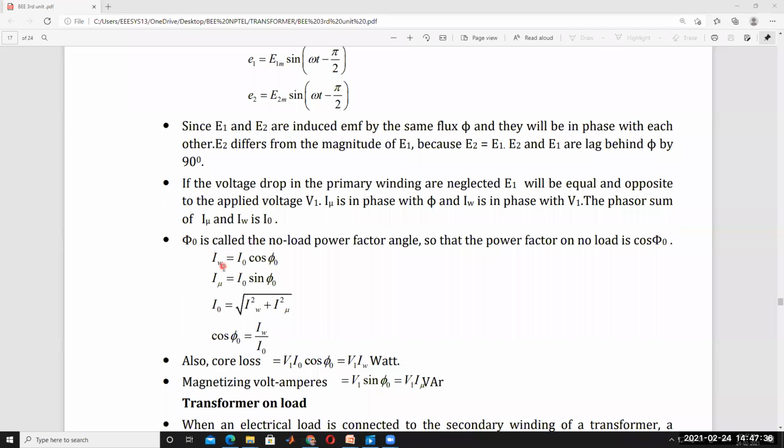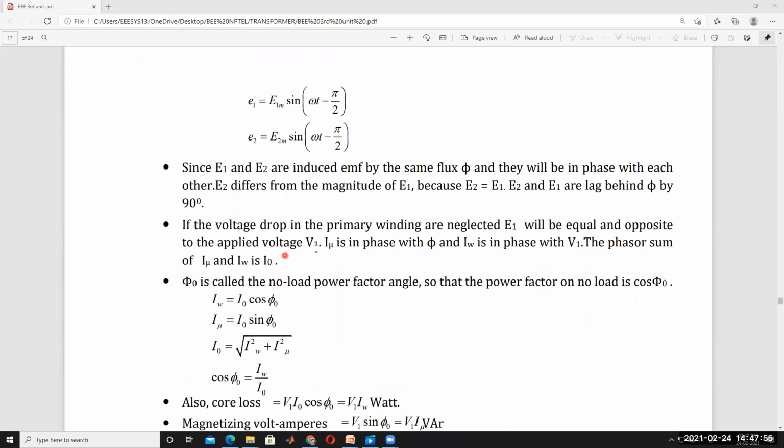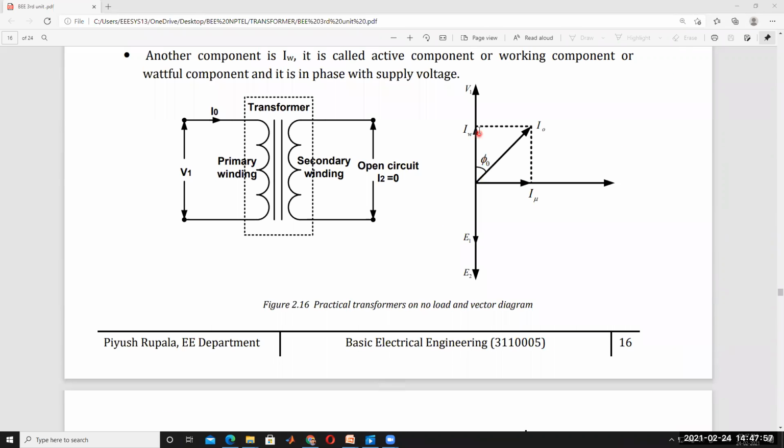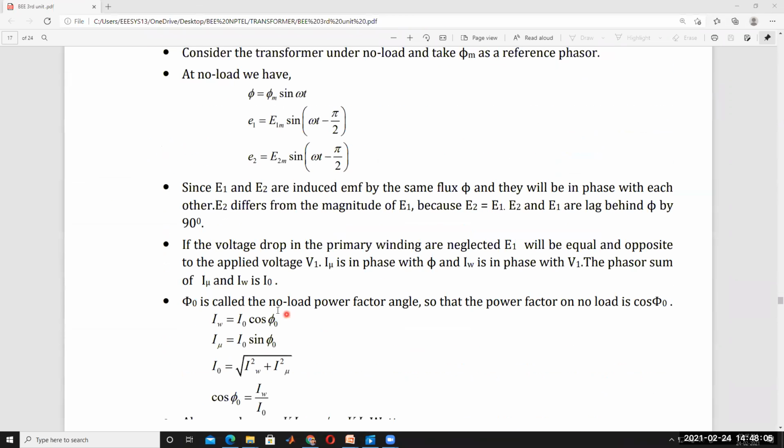Iw is called the wattful component, so Iw is equal to I0 cos φ0. Power is equal to VI cos φ; that is called active power, wattful power. That's why Iw is equal to I0 cos φ0. So how to find Iw? It is I0 cos φ0, this component.